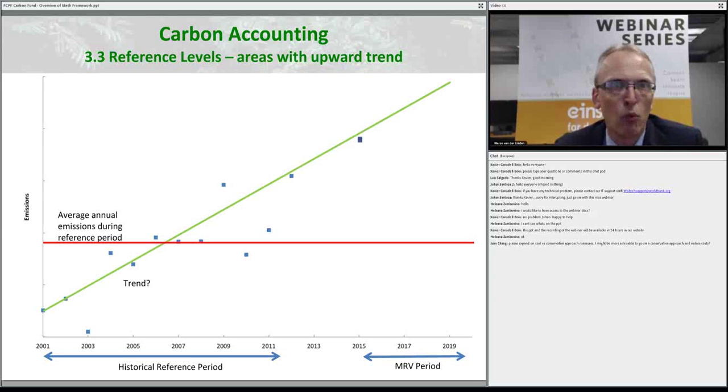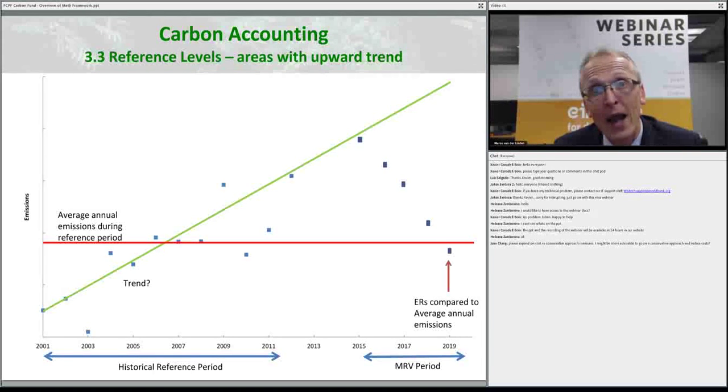And if you then start implementing a program, slowly reducing emissions, because the Carbon Fund says your reference level is the average annual historic emissions, so the red line, you won't actually be creating emission reductions until you reach that last point where you actually are below that red line.